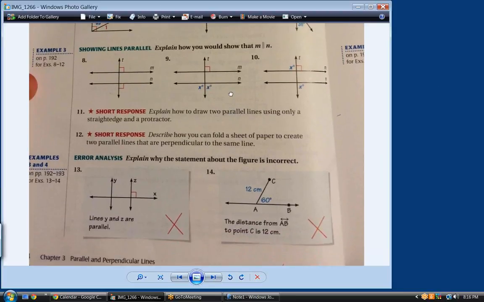Okay. About number 8, is that part of what you need to know? It is, yeah. So it's just 1 through 17.